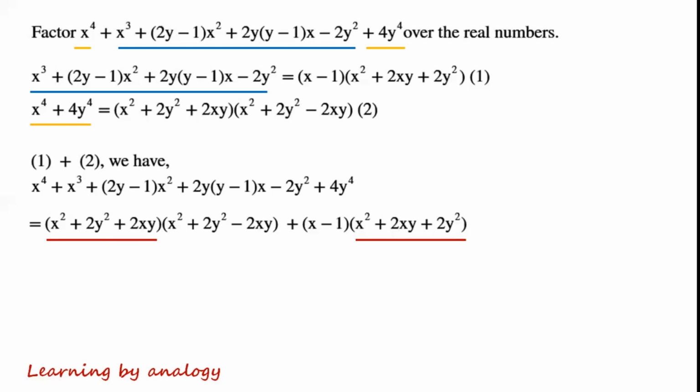We can see that there's a common factor, x squared plus 2xy plus 2y squared. So we can now write this out of the remaining algebraic expressions. Then simplify the remaining algebraic expressions by writing x squared plus 2y squared minus 2xy plus x minus 1.